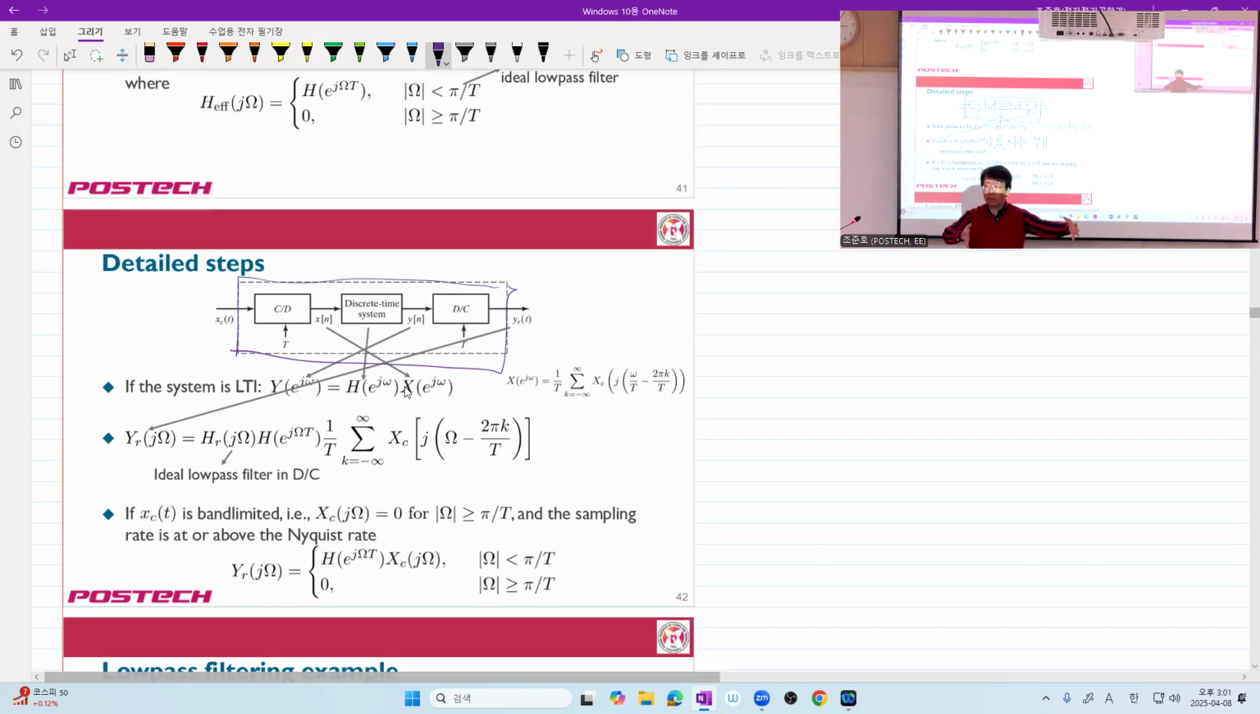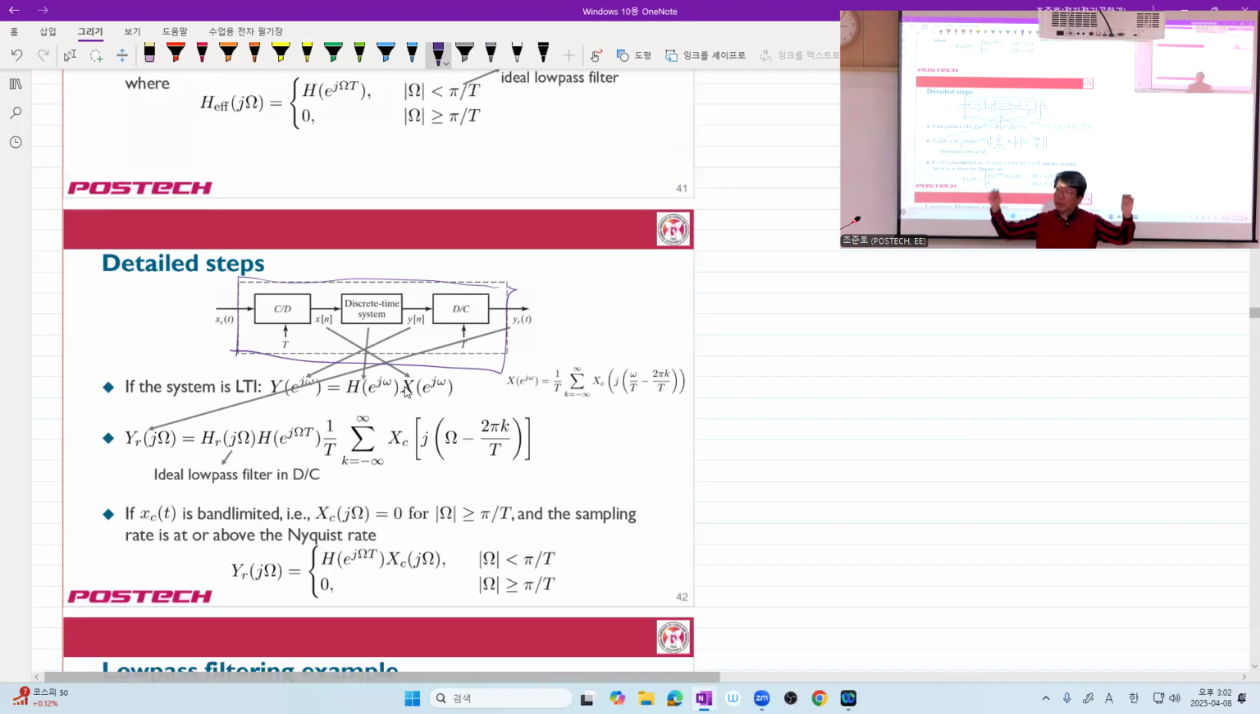Apparently, it looks like that, but in reality, what happens? C2D, digital processing, and D2C. So as I told you, the electrical engineers are, how do you say that? Applied mathematicians. We use mathematics and find some equivalent approaches. So continuous time signal in, some processing, continuous time signal out.